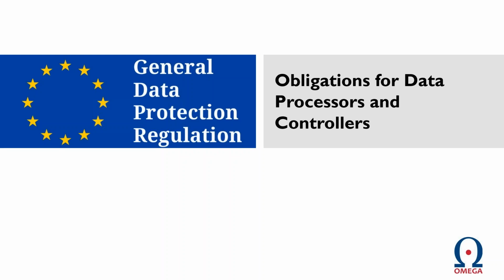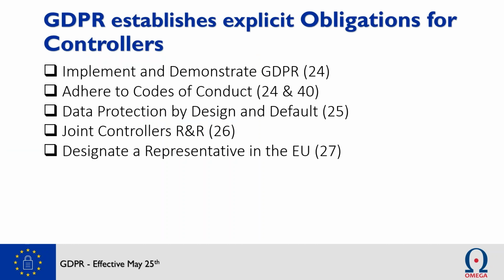Let's talk about obligations for data processors and controllers. First, the controllers. So controllers have to implement and demonstrate GDPR, of course. They have to adhere to codes of conduct which are established between the controllers and the processors. They also have to adhere to data protection by design and default.